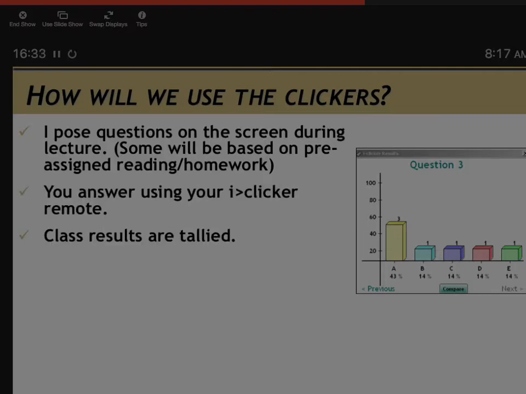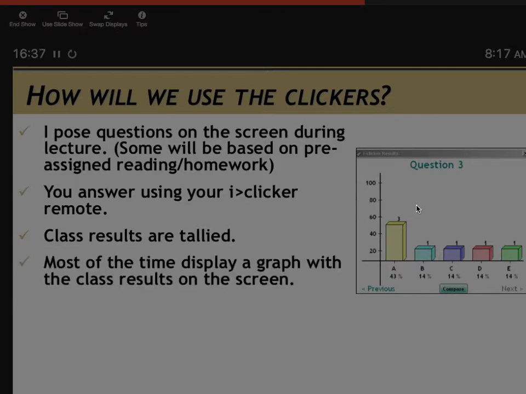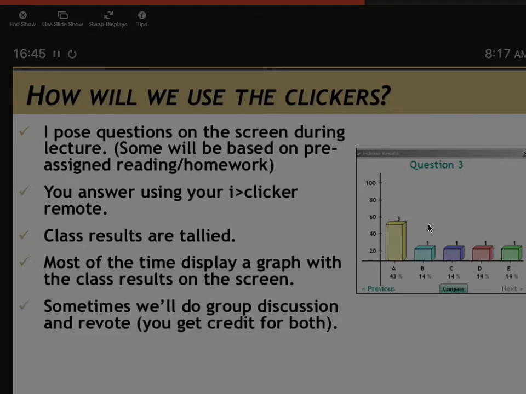You're going to use your clicker, and the results are tallied, and often I will display a graph, but not all the time, because sometimes the graph gives away information I don't want to share yet. Sometimes you get to have a group discussion and revote. When I do that, I generally do lots of these where you work on it yourself and then you work with a partner. So remember that. Don't start instantly working with a partner when I go through that.